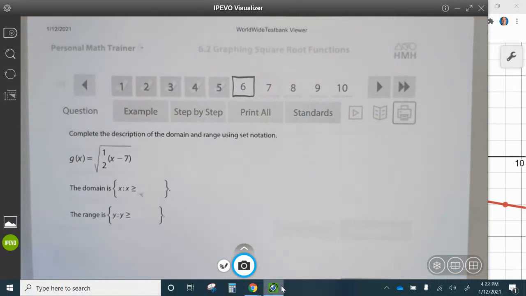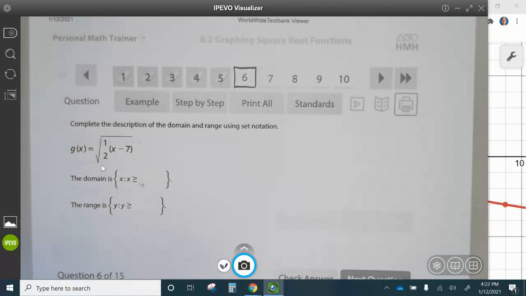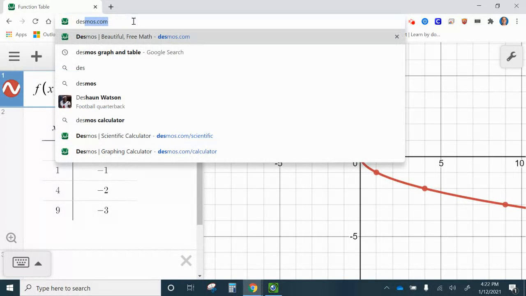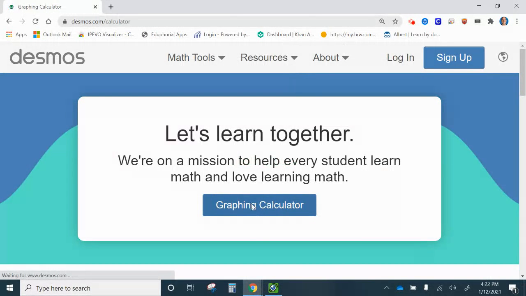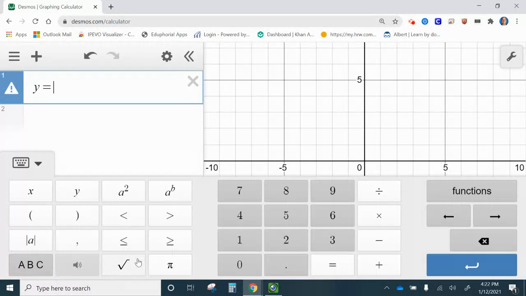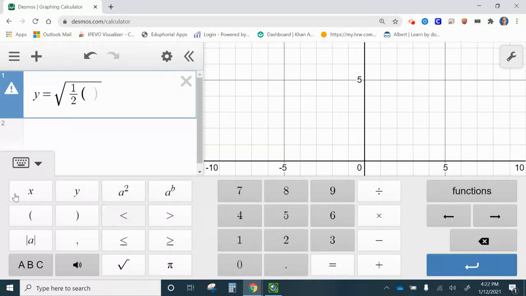Complete the description of the domain and range using set notation. So what we need to do is graph this in Desmos. So here I'm going to go to desmos.com. Graphing calculator. And let's go ahead and graph g of x. So y equals the square root of 1 divided by 2, parentheses, x minus 7.